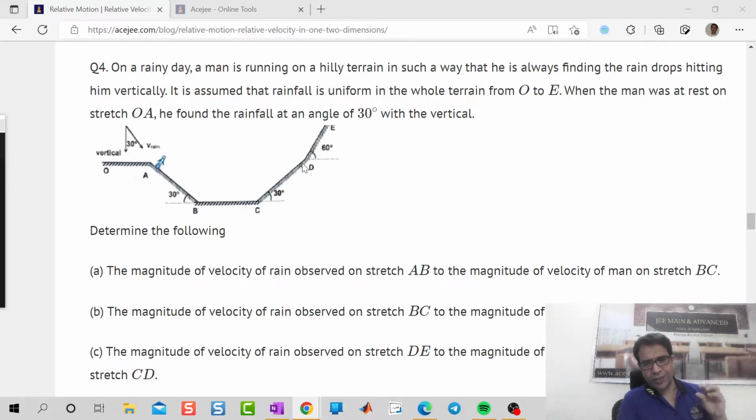Assume the velocity of the rain to be v, magnitude of the velocity to be v.